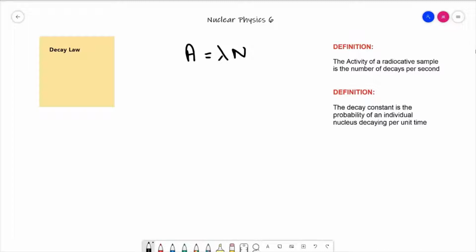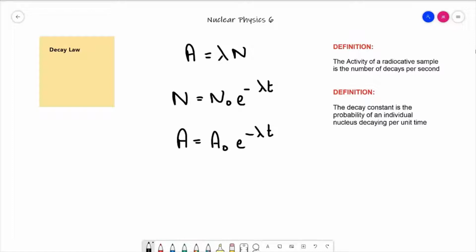Secondly was the decay law itself. N is equal to N naught e to the minus lambda t, where N naught is the initial number of radioactive nuclei in a large sample. We also then looked at how activity will act in a very similar way. A is equal to A naught e to the minus lambda t.